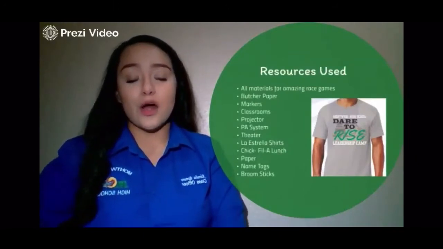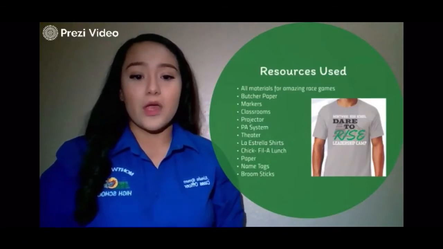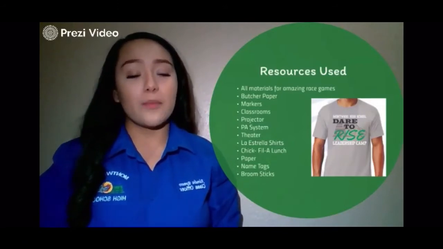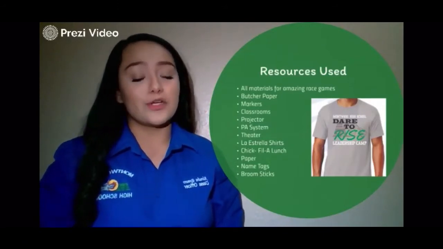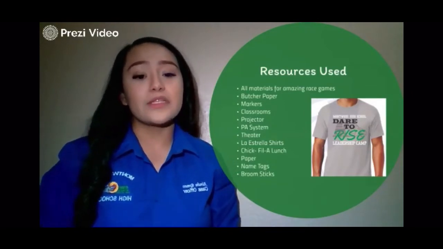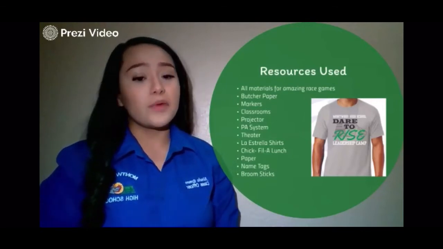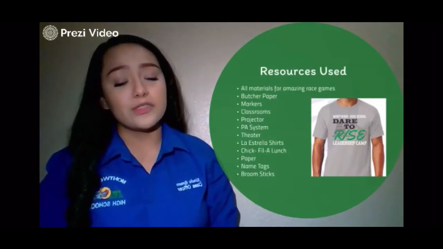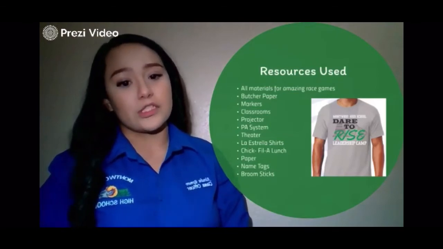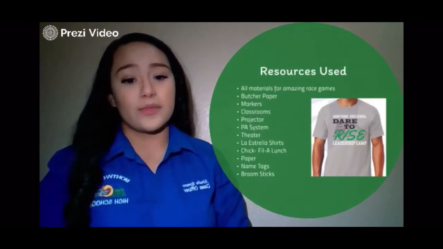Resources used can include all materials for the Amazing Race game, such as playing cards, tennis balls, etc. Butcher paper, markers, paper, and broomsticks were provided to all breakout groups in order to complete their flags. Breakout groups would meet in classrooms to ensure the privacy of coming up with their platforms, skits, and flags. A projector and PA system were used to hold our general session in which we would showcase our presentations. In the theater, breakout groups were allowed to perform their 3 to 5 minute skits.